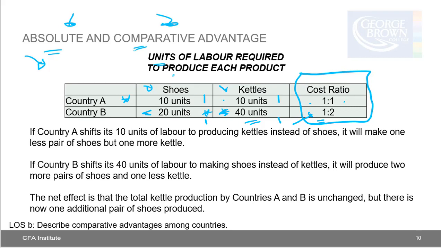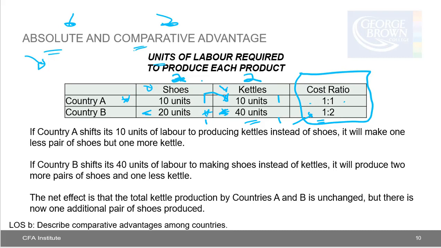So the starting point is country A and B are making 2 pairs of shoes and 2 kettles, okay? But our example implies that country A should specialize in making kettles, country B should specialize in making shoes. Country A and B should trade with each other to gain access to the good that the other country produces more efficiently. So if we start with country A and we shift 10 units of labor to producing kettles instead of shoes, okay, so we're going to move these 10 units over here, we can see that it'll make 1 less pair of shoes, but 1 more kettle, okay?